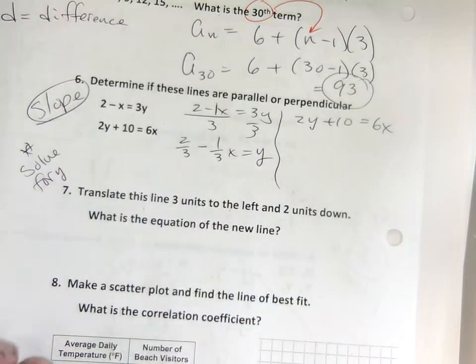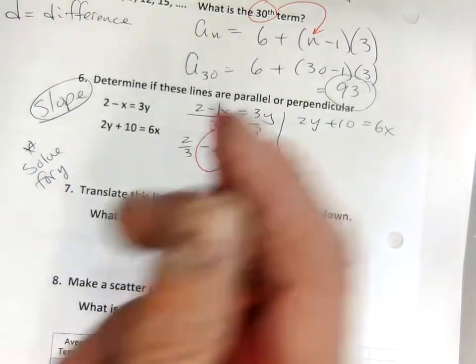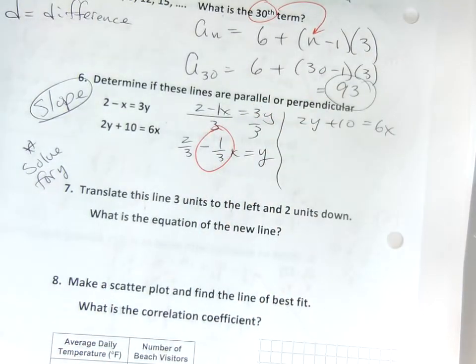I'm going to circle this. I'm going to circle that number, because that's the slope. That's down 1 over 3, down 1 over 3, okay?